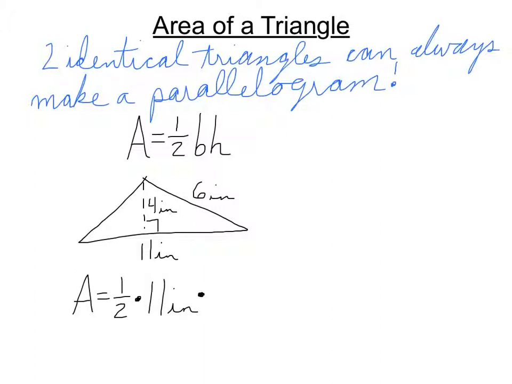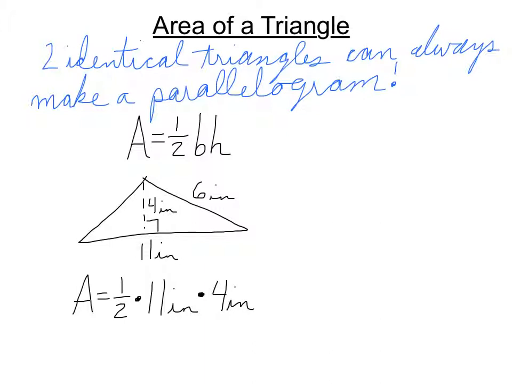times the height. So what is making the right angle with that 11-inch side? Well, it's not the 6 inches, but it is the 4 inches. So the 4 inches and the 11 inches are my base and height. So times 4 inches, and now we're ready to multiply.